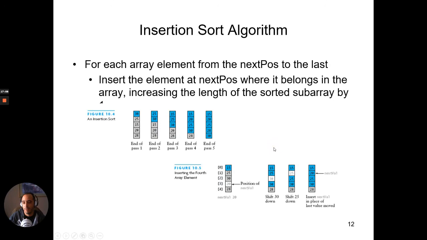And that's the way this algorithm works. It's going to find the card that it's looking for, and it is going to search backwards through the list until it finds the correct position for it to go into.